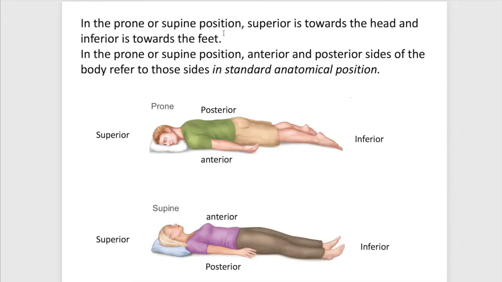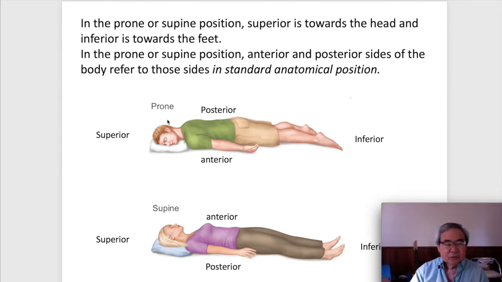One of the things about the standard anatomical position is that going towards the head is always in the superior direction. So here I have two positions. Prone means the patient is lying on the stomach. If I say I'm working on the patient, move in the superior direction, you're still going toward the head because this is superior in the standard anatomical position. If I say move in the inferior direction, it's toward the feet. Posterior is the back, anterior is the front. So this is the prone position, the patient lying on his stomach.